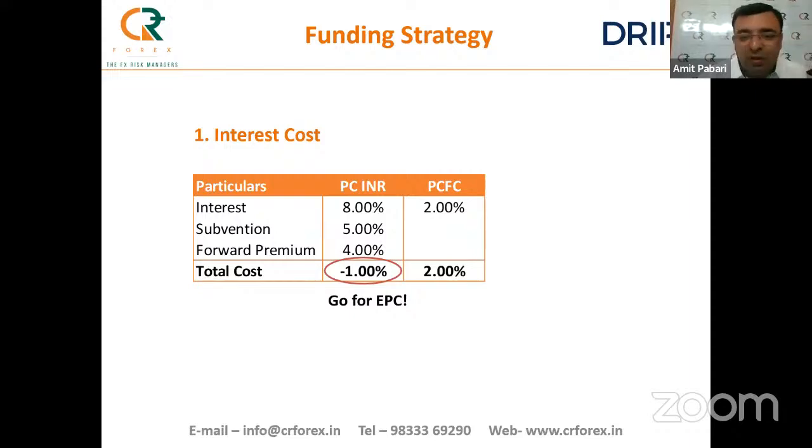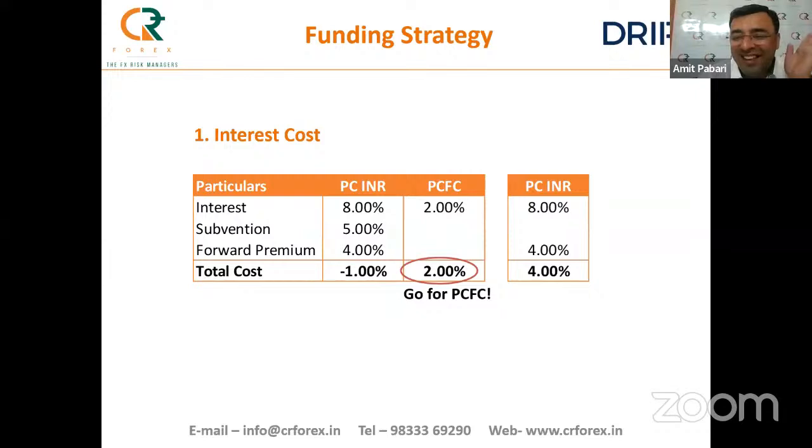When the subvention was there, generally you get EPC close to 7.5 to 9.5 के बीच में. Average market rate is 8%. Subvention was either 3% or 5%. And the forward premium was close to 4%. If you are an exporter and if you are getting subvention and you are booking a forward, your net interest cost was -1%. PCFC was 2%. So it was a no-brainer that go for EPC.